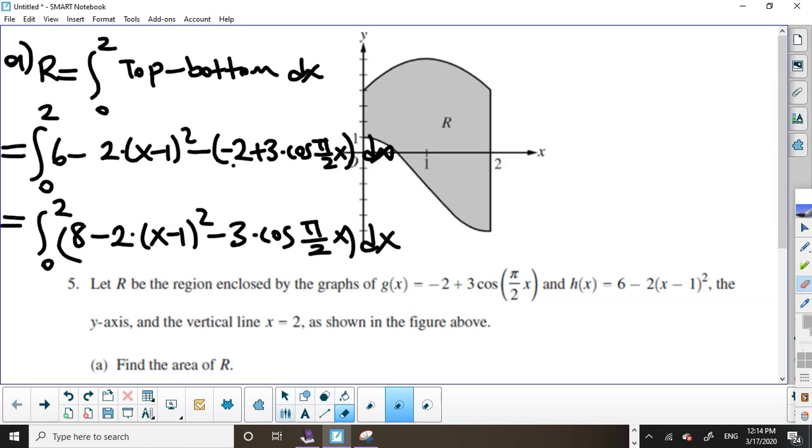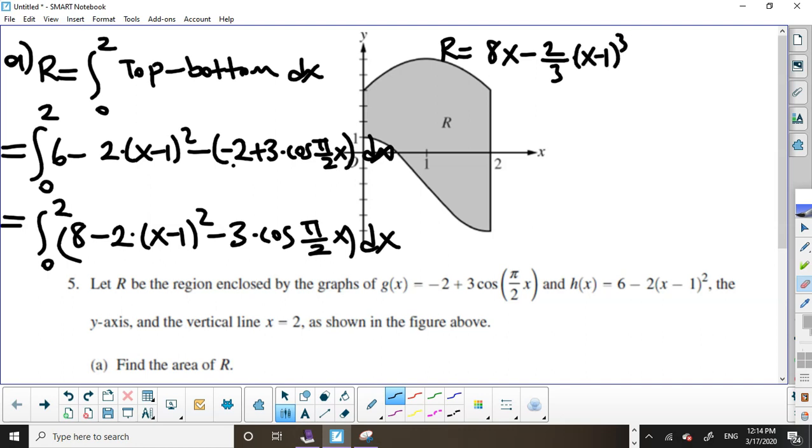Alright, so region R is going to be equal to, if I take the integral, 8x minus 2/3 times (x minus 1) to the power of 3, and plus 6 over pi times sine of pi over 2 x. So I need to evaluate this expression at x equals 2 and also x equals 0 by applying the fundamental theorem of calculus. I'm sorry, this part has to be positive.